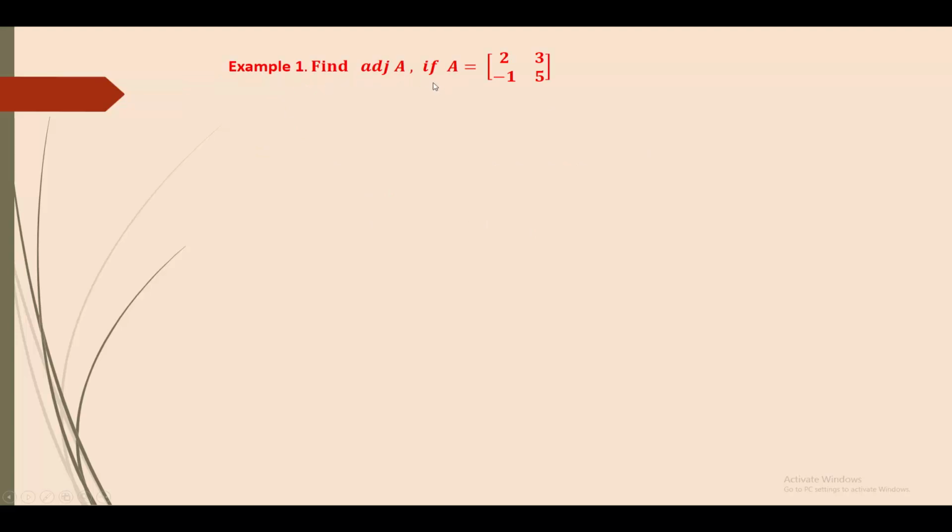Find adjoint A, if A equals the matrix whose first row is 2 3 and second row is minus 1 5. To find adjoint A, first write down the cofactors. Cofactor elements of A are: use the formula of cofactor Aij equal to minus 1 raised to i plus j Mij. So A11: i is 1, j is 1, so minus 1 raised to 1 plus 1 M11, which is minus 1 square.